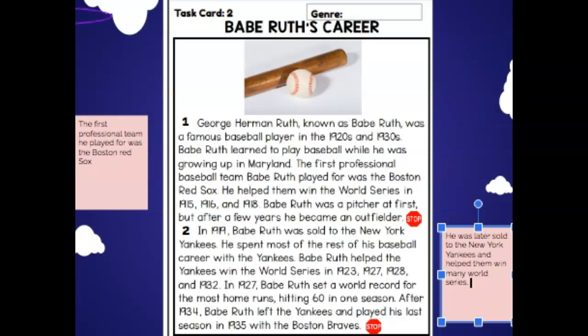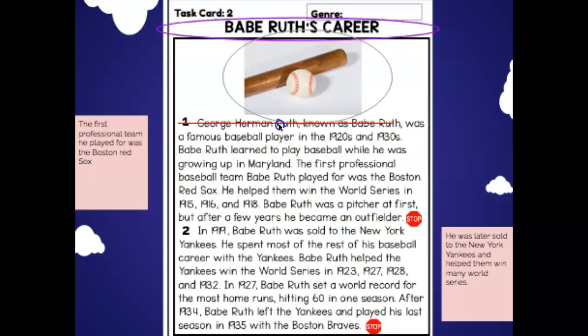Babe Ruth's career, we're going to decide, is this sequence of events or description? So first thing we're going to do is circle and read the title, Babe Ruth's career. Then I'm going to look for any text features, and I'm going to circle them.